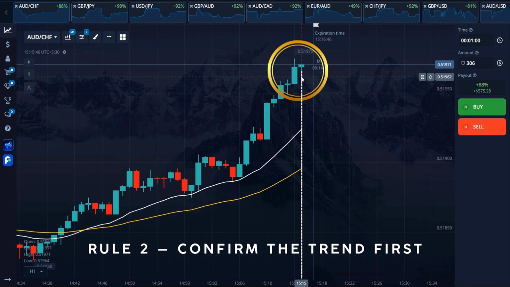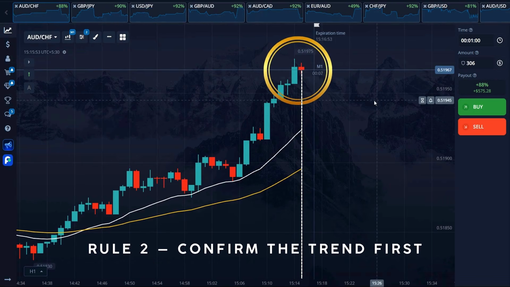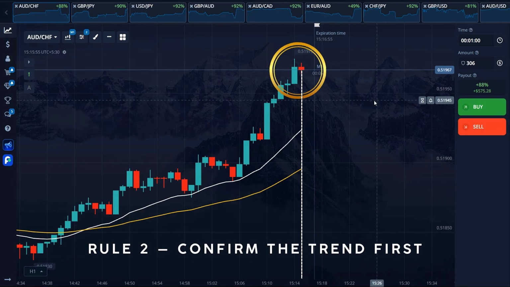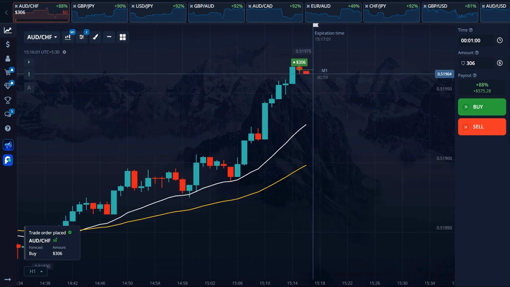Rule 2. Confirm the trend first. TCWR is a trend-aligned strategy. Enter only when the market is clearly making higher highs and higher lows, uptrend, or lower highs and lower lows, downtrend. Ranging or confused markets, avoid.